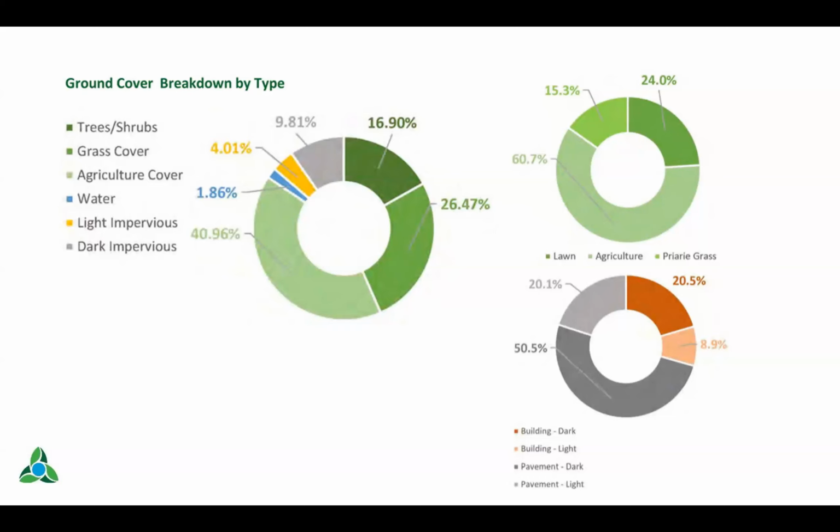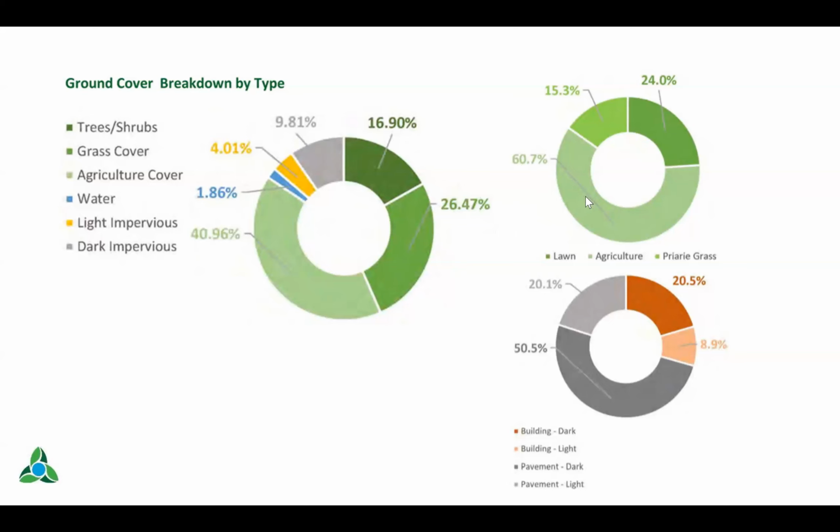But countywide, we've got about 17% trees, about 26.5% that are grass covered, which could be lawn or prairie. We've got about 41% that is agriculture cover, about 2% that is water, about 4% which is impervious surfaces, so hard surfaces that are light. So think concrete or white roofs. And we've got about 10% that is dark impervious surface. So think asphalt or tar roof kind of spaces.